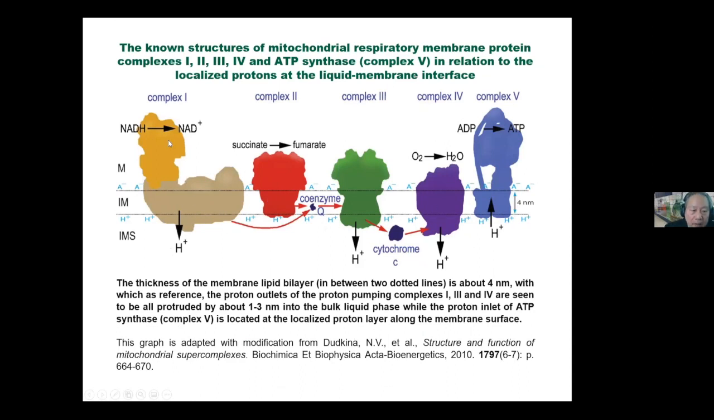For example, the respiration system uses NADH, so electrons go from here all the way to oxygen, pumping protons. Those are the proton pumps. I expect the proton pumps, the exit of the protein, should extend about 1 to 3 nanometers away from the membrane, sticking up into the liquid. And the proton user, the mouth of it, like the ATP synthase, has to stay there.